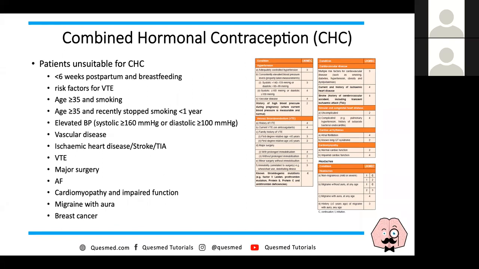So patients that are unsuitable for combined hormonal contraception, like I've already mentioned, there is age, elevated blood pressure, vascular disease, smoking, things like that. And again, you don't need to know the ins and outs of this. It is all available online. I work in sexual health and I always look this up. But basically, we're thinking about things that increase the risk of clots.